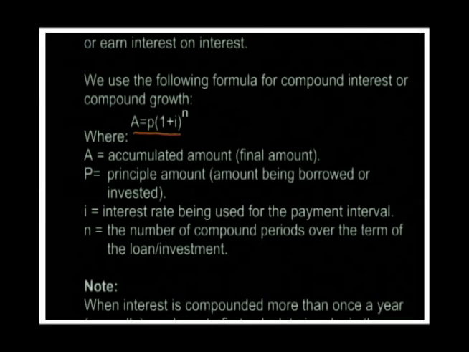We're going to use the following formula. A, which is our accumulated value, our final amount, is equal to the principal amount, and then you open your brackets, you've got 1 plus i, the interest rate that you earn or are being charged for that payment interval. I'll come back to that now. And then all to the power of n, which is the number of compound periods. So in this case, we don't have the number of years and we don't have interest per annum. We've got interest per compound period.